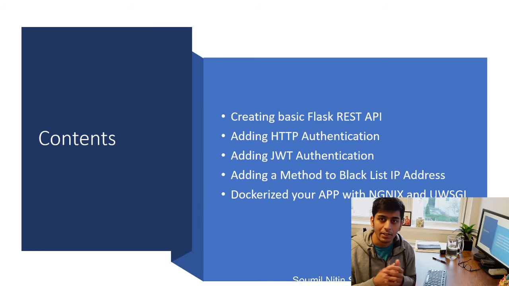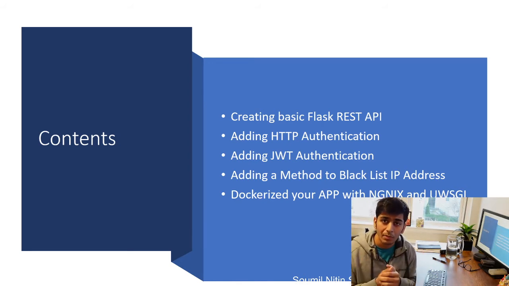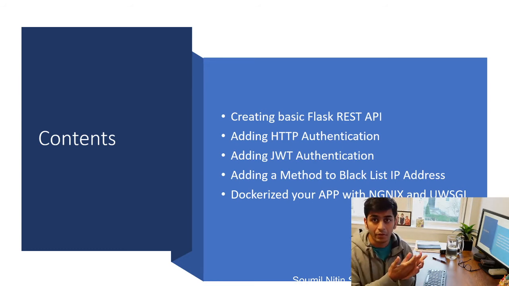Once we create the Flask REST API, the second thing is we'll add HTTP authentication to it so that it's more secure. Once we do that, we would add JWT authentication. So basically, the token would expire after, let's say, 30 minutes or whatever time interval you want to add. Once we're done with that, we'd also add a request method which would add an IP address to the blacklist. That means those IP addresses won't be able to access your REST API. So we are adding a lot of levels of security on the REST API.